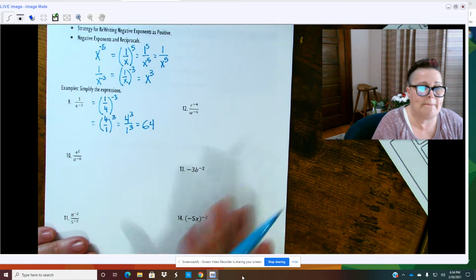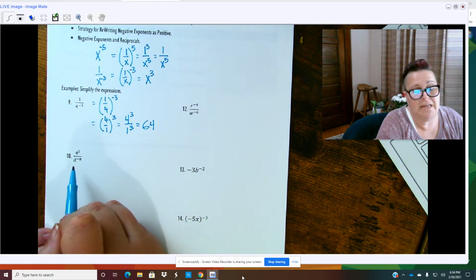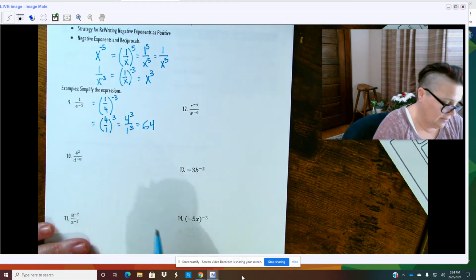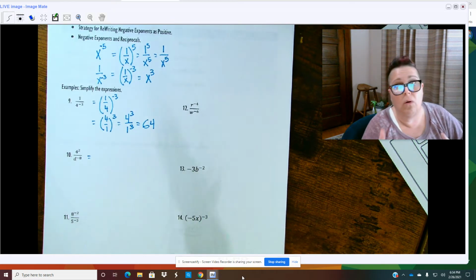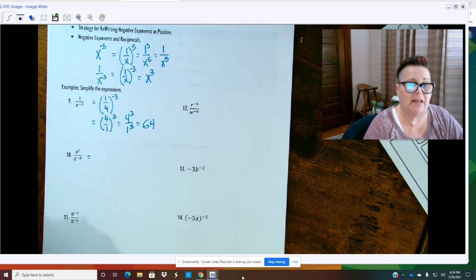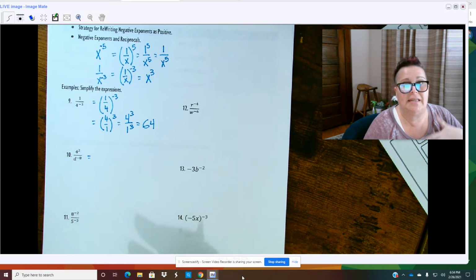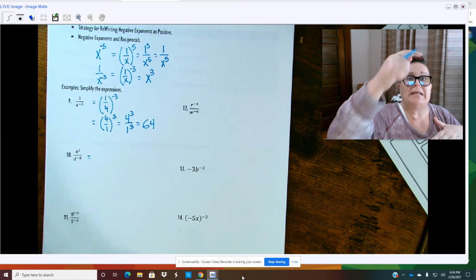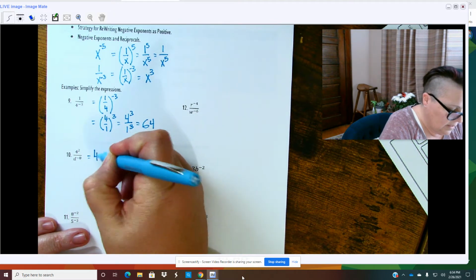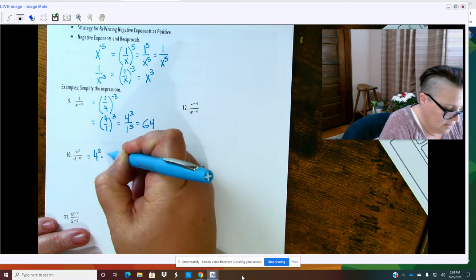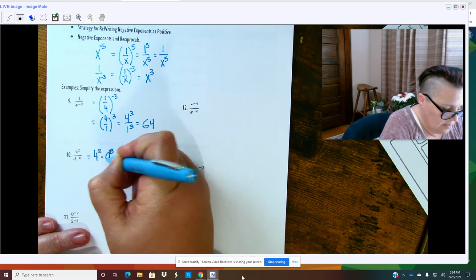Okay. What to do about number 10, where I have 4 squared d to the negative eighth? Well, I can do this long way, or I can recognize the pattern that a negative exponent in the denominator will make it positive in the numerator. So this would be the same as 4 squared times d to the eighth over 1.